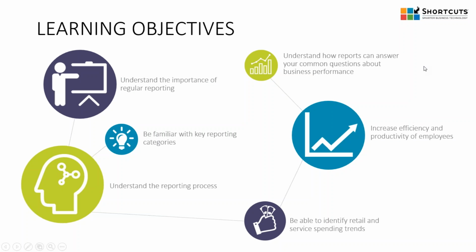All right, so our learning objectives for today: understand the importance of regular reporting, understand the reporting process and be familiar with key reporting categories, be able to identify retail and service spending trends, increase efficiency and productivity of employees, and understand how reports can answer your common questions about business performance. What we've done is review each section of the reports and given you some questions to focus on and how to answer those questions with your Shortcuts reports.